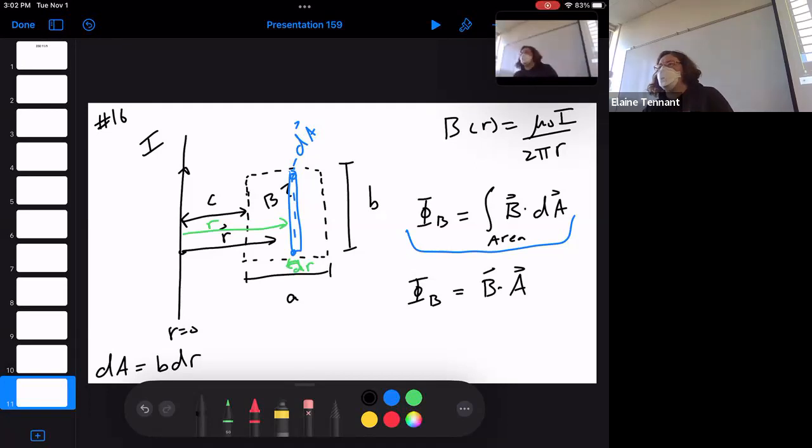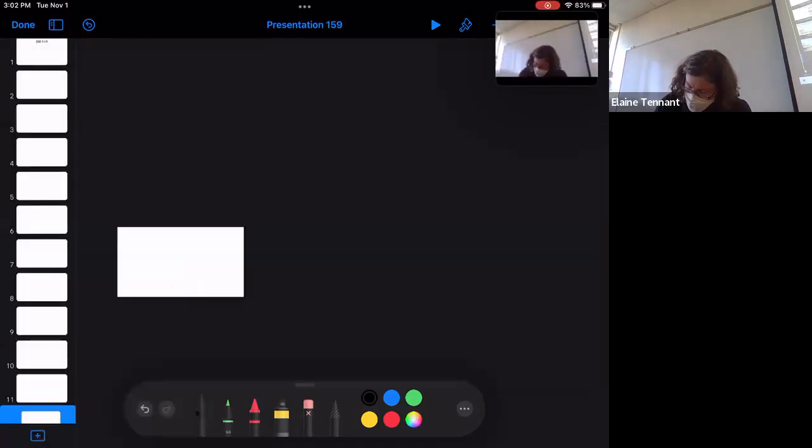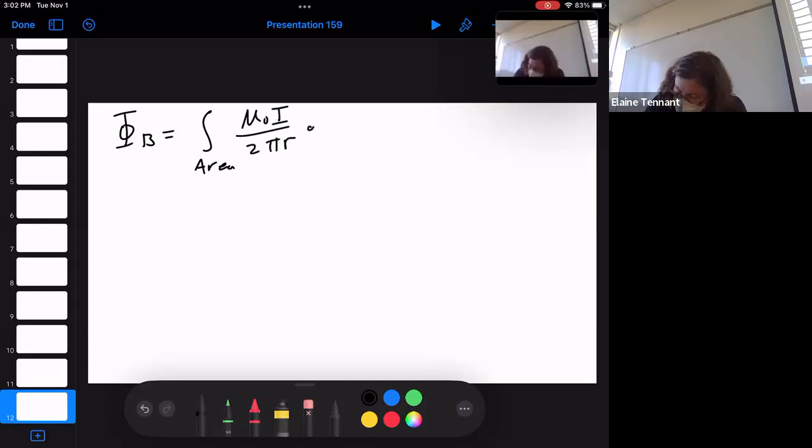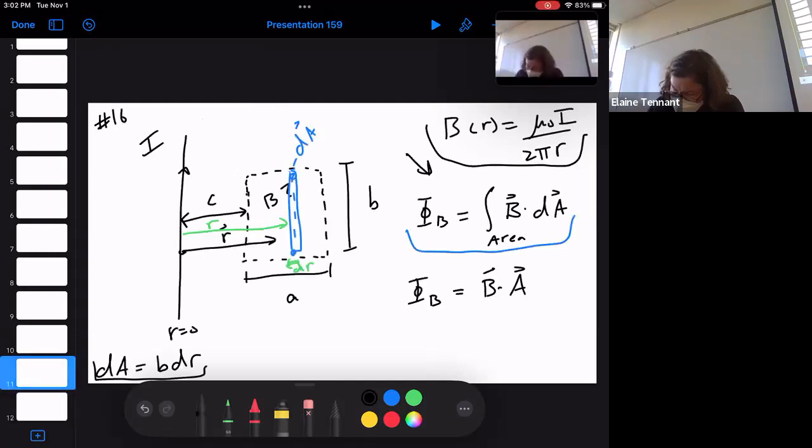Let's put it together and see how much more we have to deal with. I'm going to take this equation, plug in my magnetic field, and plug in my dA. So I have this flux, Phi B, integrating over this total area. My magnetic field is mu naught I over 2 pi r, and we're going to dot this with b dr. Let's deal with this dot product next.